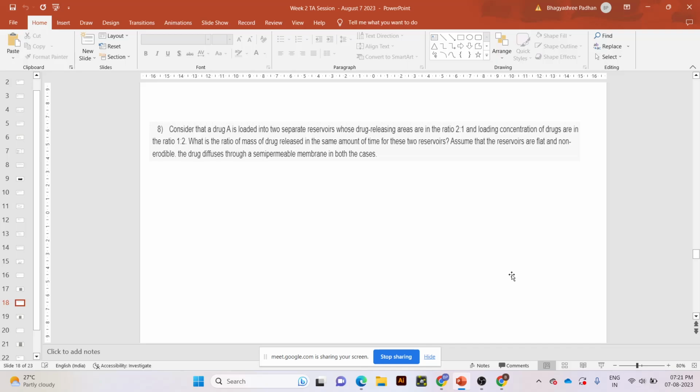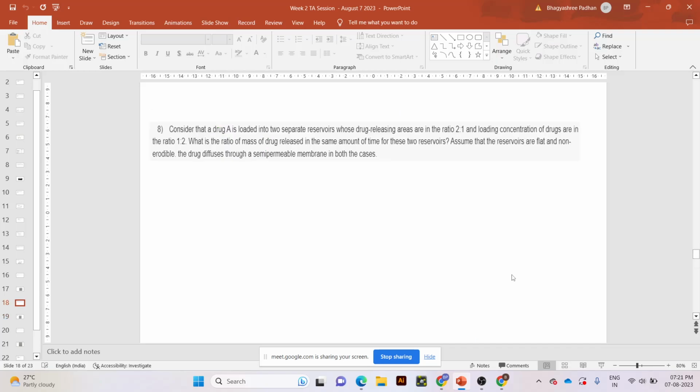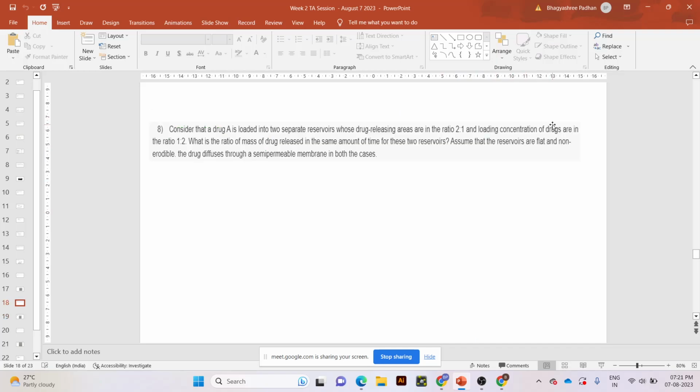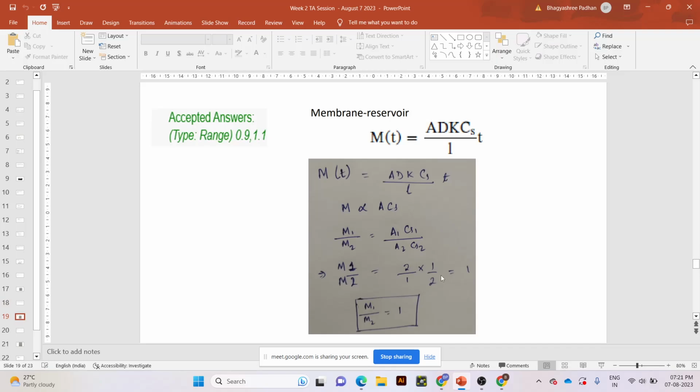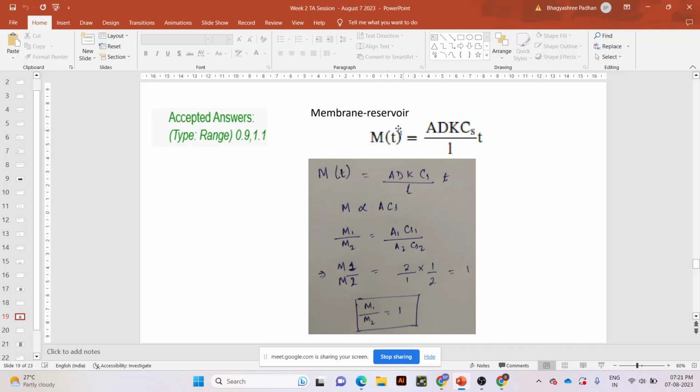So if you go through the lectures, this is the equation that you'll come up with. Mt equals ADK CST upon L. Here, these values are given. So drug A is loaded into two separate reservoirs whose drug releasing areas, so A here is the drug releasing area, and loading concentration of the drugs are in the ratio 1:2. CS here is the loading concentration, and it is asking for the ratio of mass of drug released in the same amount of time. So the mass of drug released is the M.